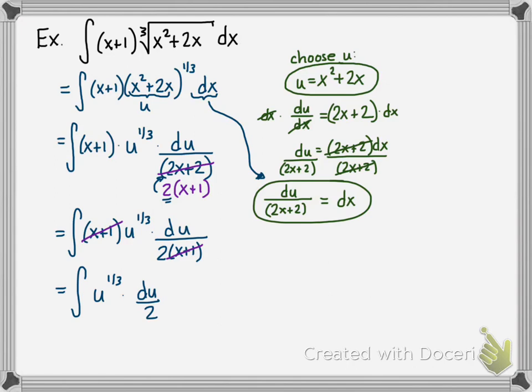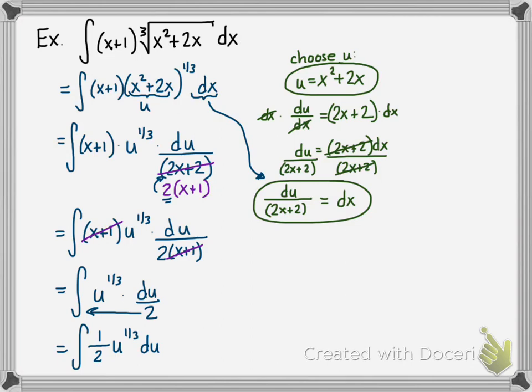Okay, life is getting better. And the reason that life's getting better is because we've gotten rid of all of the x's. I'm almost ready to take my antiderivative. One final cleanup step is that I'm going to move that 2 to the front. I'm going to push it toward the integral sign. Now when I do that, because that 2 was in the denominator, I need to keep it in the denominator, and I need a placeholder of 1 for the numerator. So I have the integral of 1/2 u to the 1/3 du.